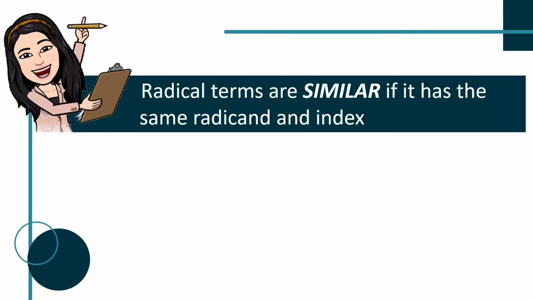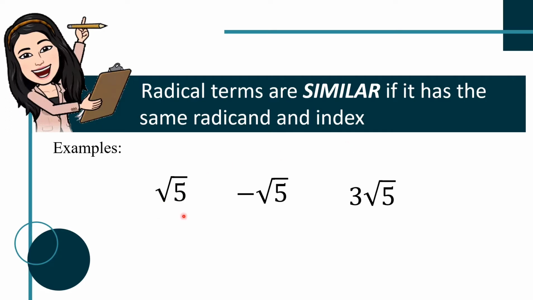The first thing that we need to consider is to determine whether the given radical terms are similar or not. Radical terms are similar if they have the same radicand and the same index. Meaning to say, parehas lamang yung number na nasa loob ng radical symbol as well as the index or the power. For example, we have square root of 5, negative square root of 5, and 3 square root of 5. If you notice, all the radicands here are what? Okay, we have 5. So pare-pares lamang yung ating radicand.